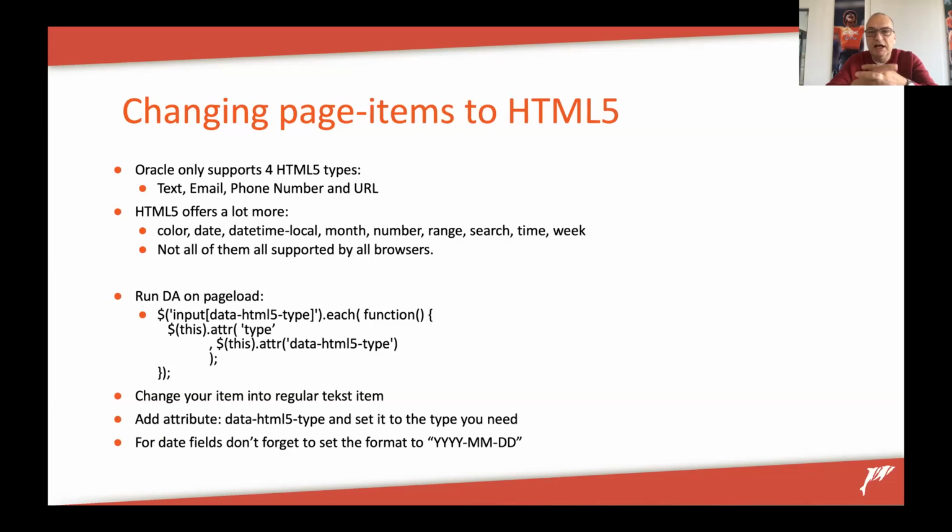Well, let's change a page item to an HTML5 page item. Oracle only supports a few items: text, email, phone number, and URL, and that's it. And the number item is not really a number item. It's still a text item. But HTML5 offers a lot more. You can have color selectors, dates, months, times, weeks, and well, not all of them are supported by all browsers, but I think by now every modern browser should have the most important ones.